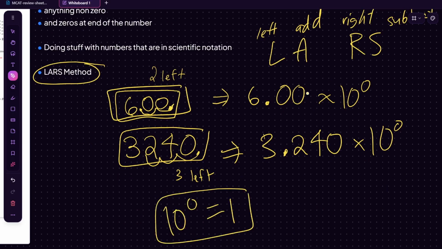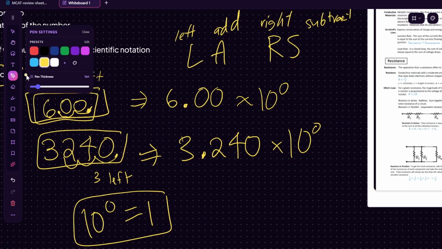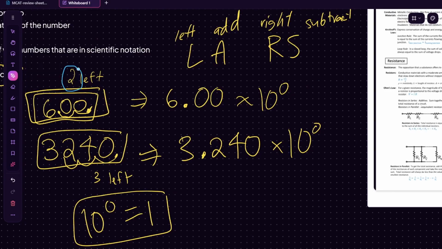So basically, I'm just writing 6 times 1. It doesn't change the number at all. But now I moved it to the left, so technically it can't be times 10 to the 0. It has to be something else. So it's 2 to the left, so we have to add 2. So you add 2 here.